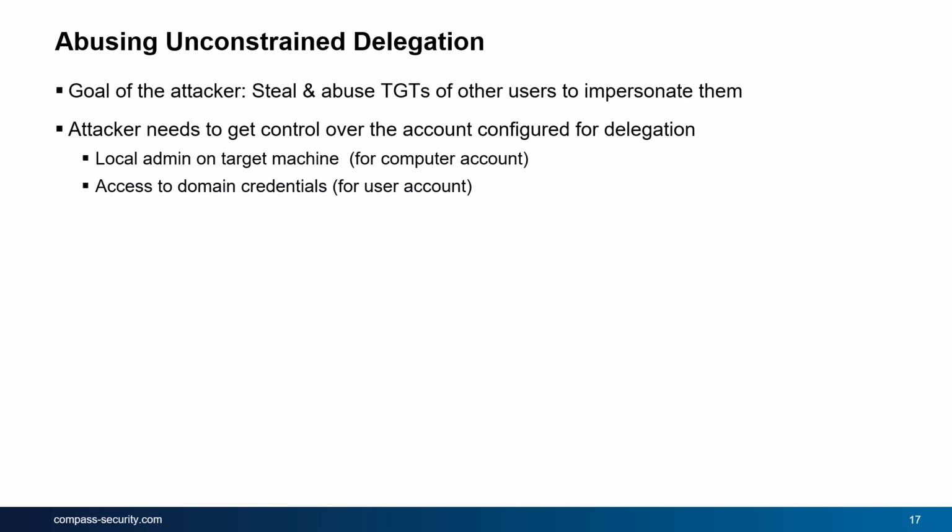So what we need to do as an attacker is we need to get control over whatever account is configured for unconstrained delegation. That could be either a machine account, so essentially we gain local admin on the target machine, or if it's a user account, we can simply have the domain credentials of this user account. And with that, we can then go on with the attack.